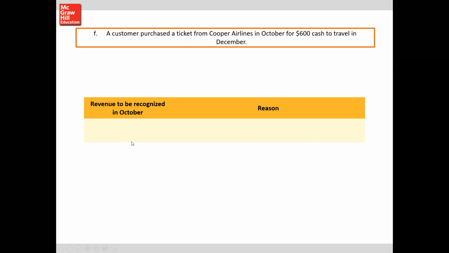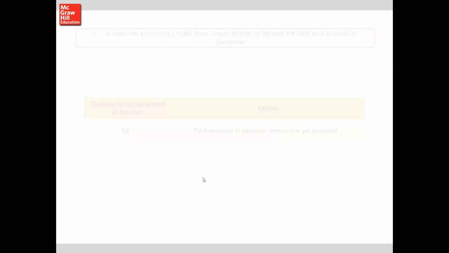All right, another customer purchased a ticket from Cooper Airlines in October for $600 cash to travel in December. So this is an advance. They haven't actually traveled yet. So the airline company, even though they may have the money, for them it would be deferred revenue. So nothing's recognized just yet.